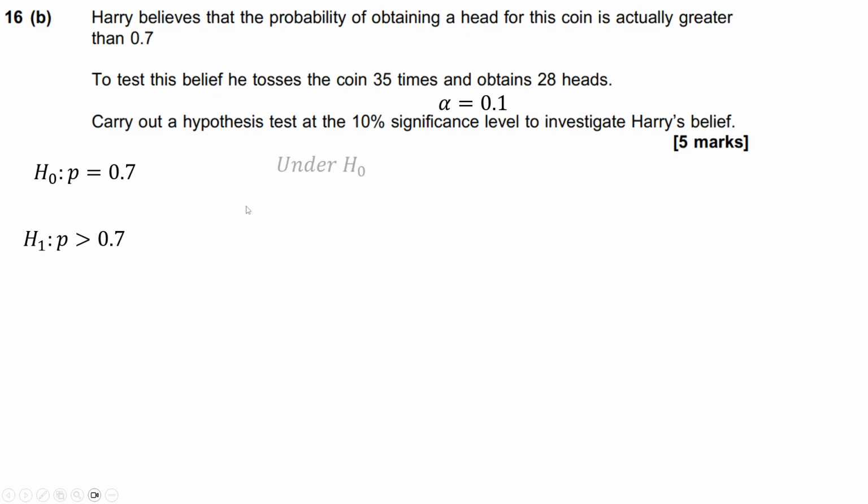Okay, so under the null hypothesis, we're going to assume that X is distributed as this. So over 35 tosses, this, and the probability of getting a successful head is 0.7. And then we're saying the probability where X is larger than or equal to 28, so it's the probability of getting 28 heads or more. The reason it's inclusive is because we're testing for extreme values that are very close.